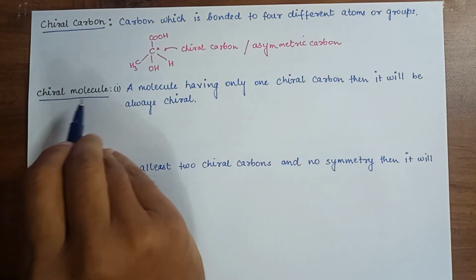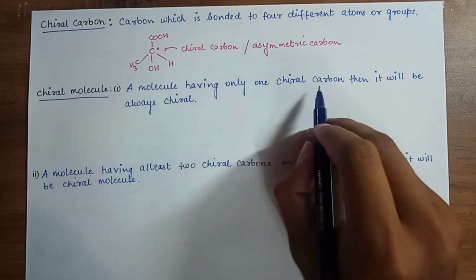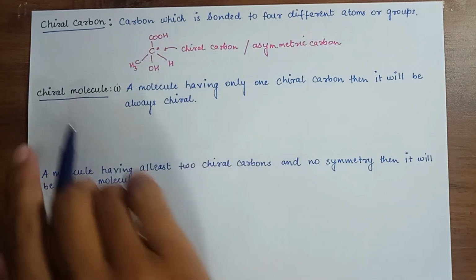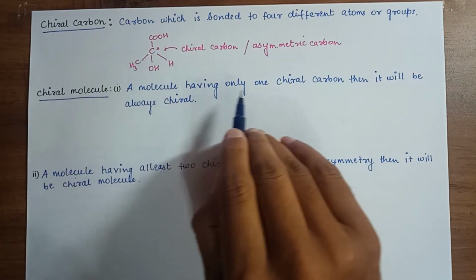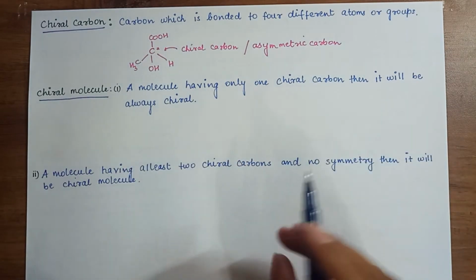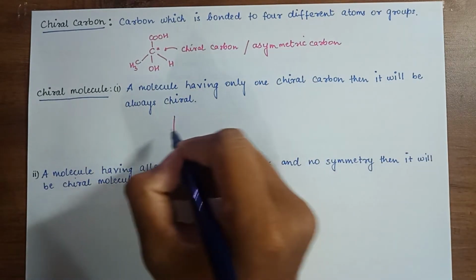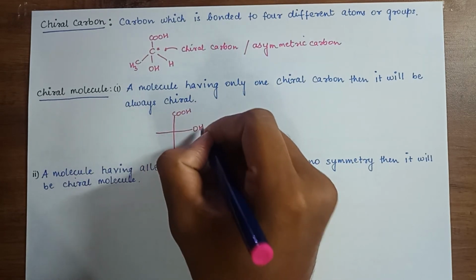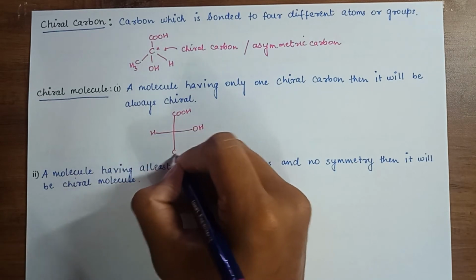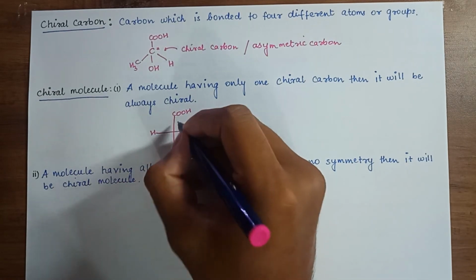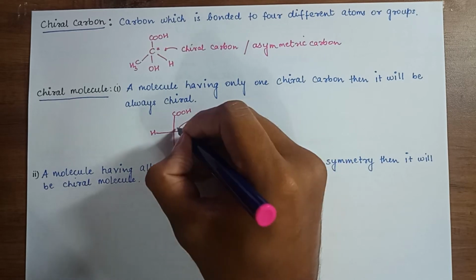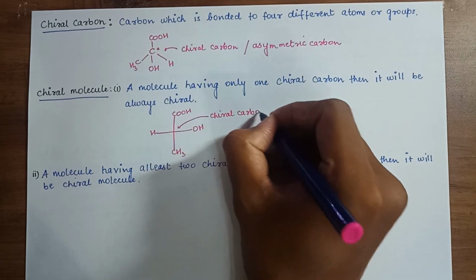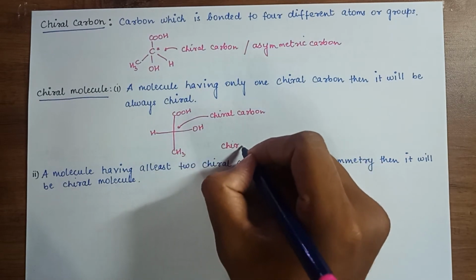Now, what is a chiral molecule? There are 2 points in a chiral molecule. The first is that a molecule having only one chiral carbon will always be chiral. You can see an example: COOH, OH, H, CH3. This is my carbon and all the 4 groups are different. So this is my chiral carbon and the molecule is my chiral molecule.